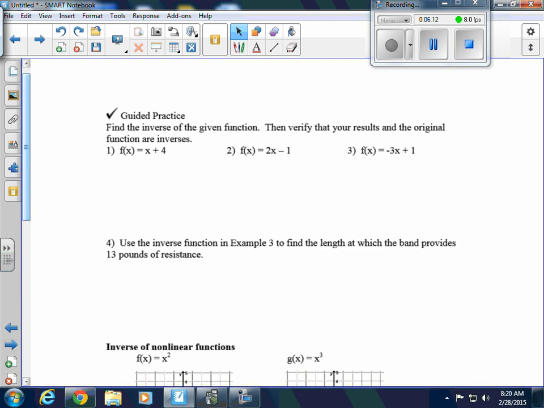So we're going to do questions 1 through 3 in the guided practice. It says find the inverse of the given function, then verify that your results of the original functions are inverse. So we're going to switch the x and the y variables, solve it, and then we're going to find f of f inverse of x and f inverse of f of x. So go ahead and do one or a couple of those questions. I'll do all 3 of them, but you can go ahead and pause the video and hit play when you are ready.